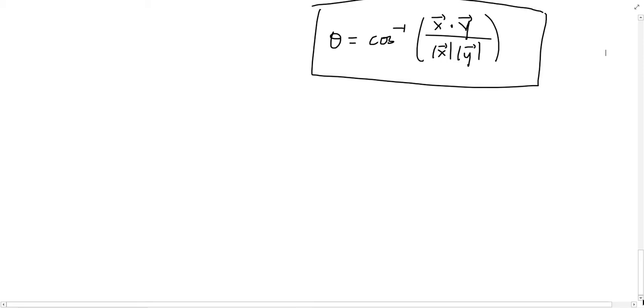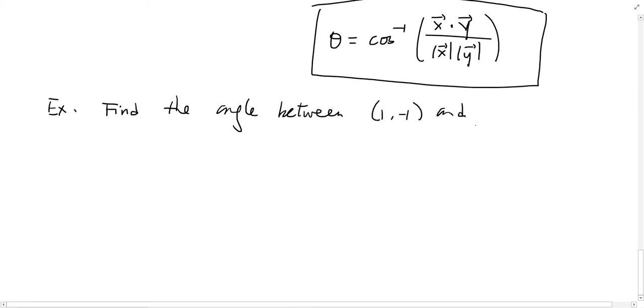So what I want to do today is start off with a very simple example, something that I'm definitely going to ask you to do on your next test. Find the angle between, let's say, these two vectors, (1, -1) and (3, 2). So how do we find the angle between them? You will need your calculator, because you will have to do the cosine inverse. So here's how we're going to do it. We're just going to use the formula.